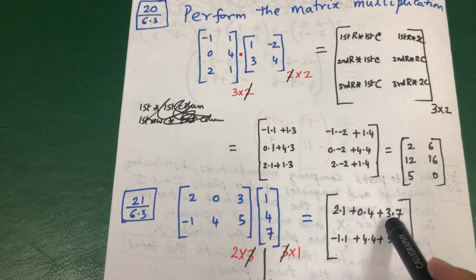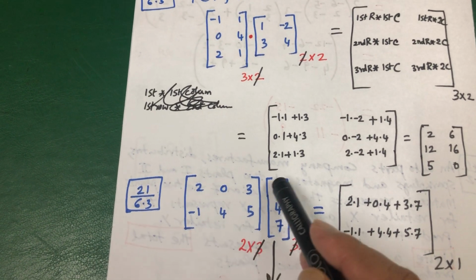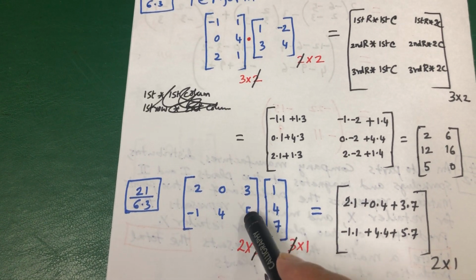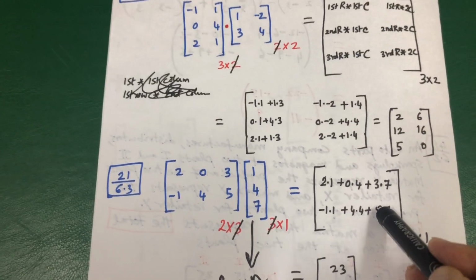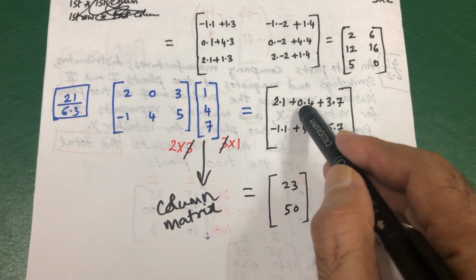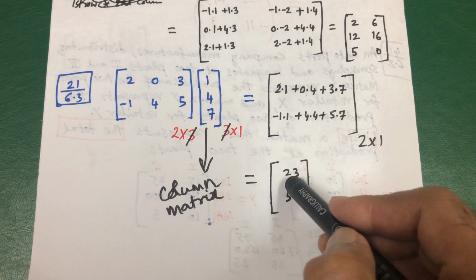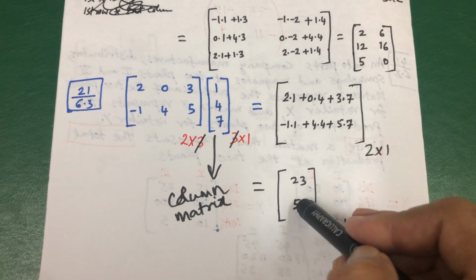See this here? Again, second row with the first column. Here first element, second element, third element. Minus 1, 1, 4, 4, 5, 7. See this here? Minus 1, 1, 4, 4, 7. Simplify this. 2 multiply 1, 2, 4, 0. This is 21, 23. And this is minus 1, 16, 35 will give you 50.